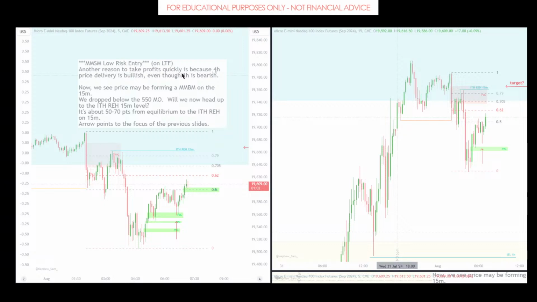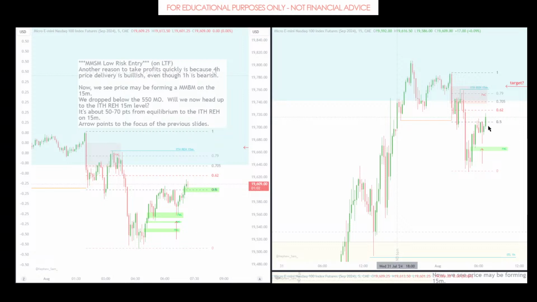Another reason to take profits quickly is because the 4-hour price delivery is bullish, typo, even though the 1 hour is bearish. So the higher time frames are bullish, so we need to be aware of that. Not everything is aligned in the bearish direction. So now we see price maybe forming a market maker buy model on the 15-minute.